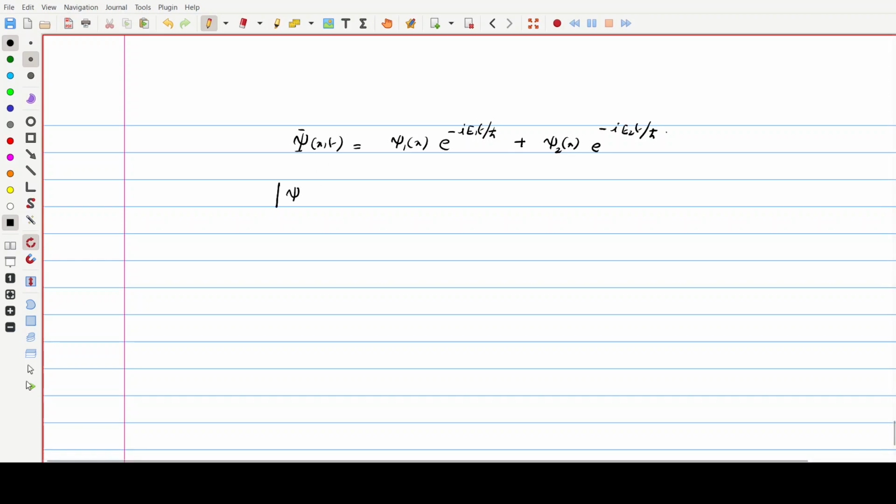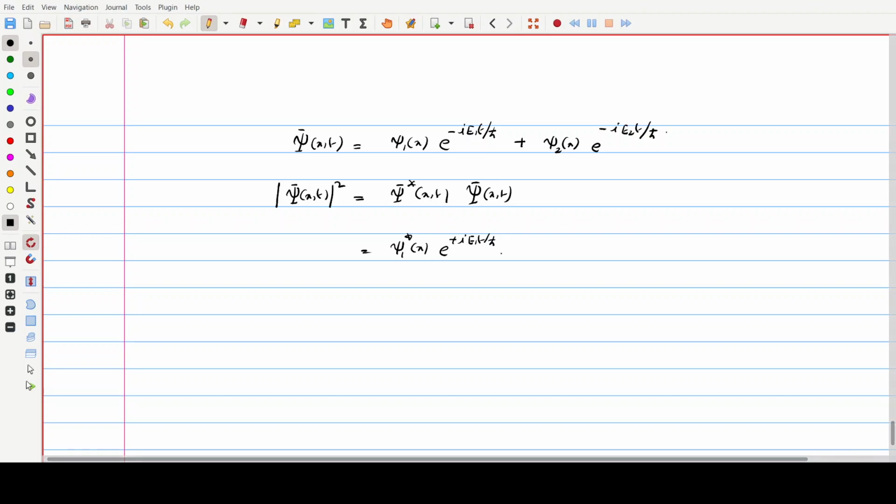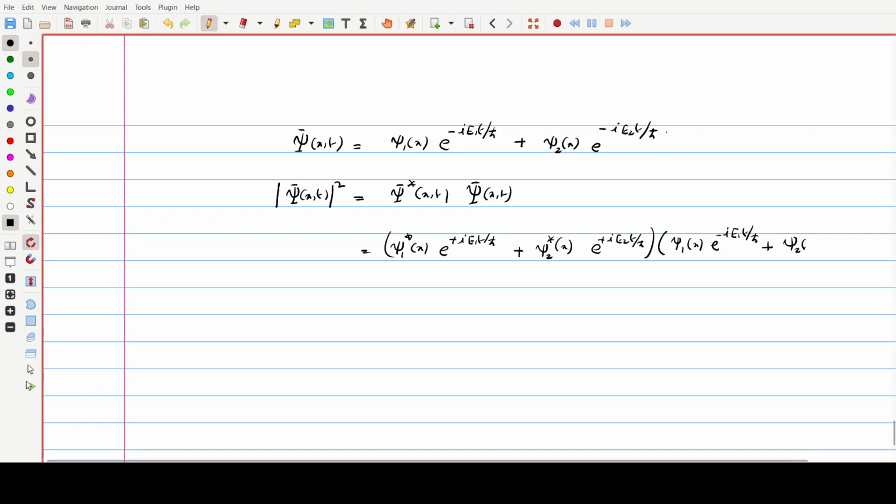So the probability density |ψ(x,t)|² is ψ*(x,t) times ψ(x,t). So this becomes [ψ1*(x) e^(+iE1t/ħ) + ψ2*(x) e^(+iE2t/ħ)] times [ψ1(x) e^(−iE1t/ħ) + ψ2(x) e^(−iE2t/ħ)].